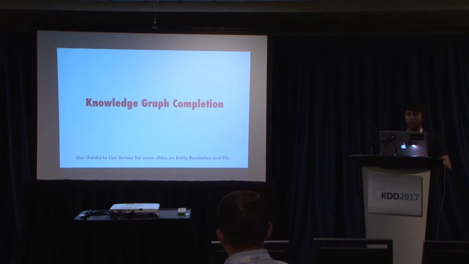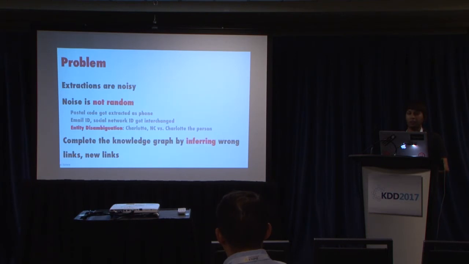I'll go into that a little later, but right now I want to get to the very real problem of what we can do about the knowledge graph, which is noisy. The kind of noise that these extractions contain is actually not random, if you think about it. Just some examples: the postal code could very well get extracted as a phone. Why would that happen? Because the phone is sort of like a regular expression.